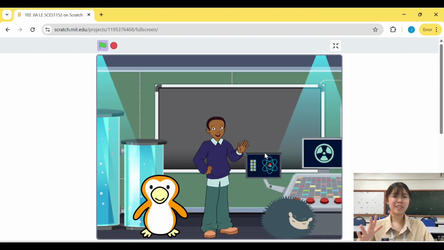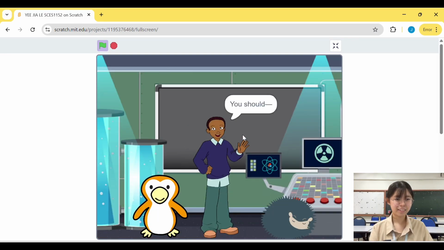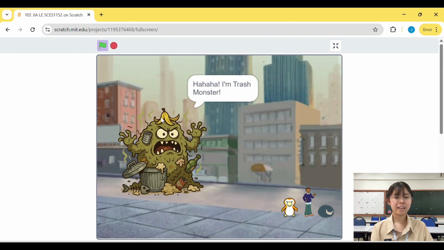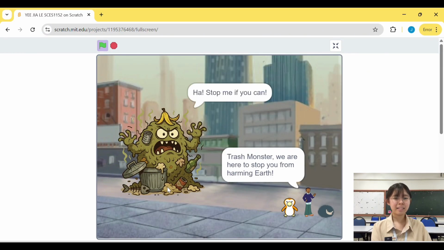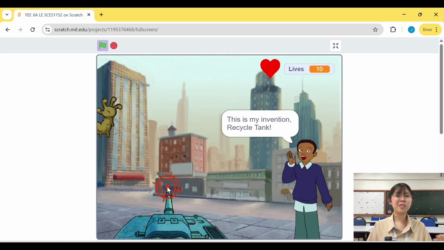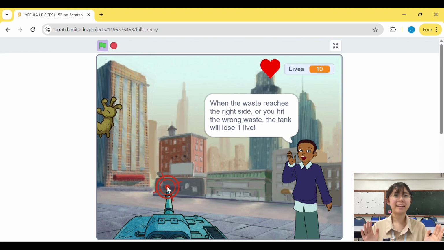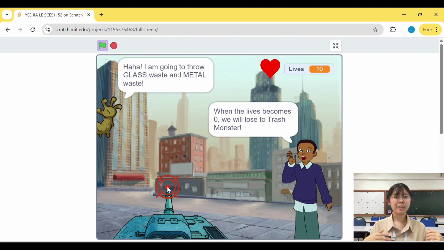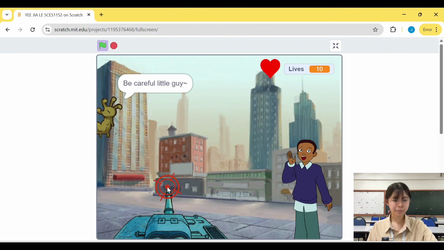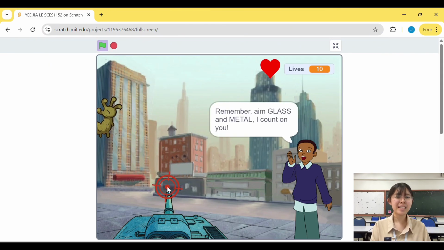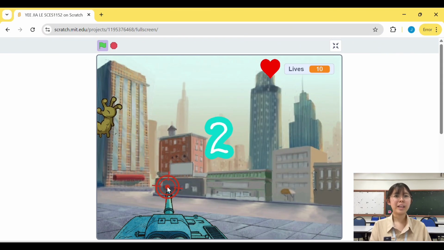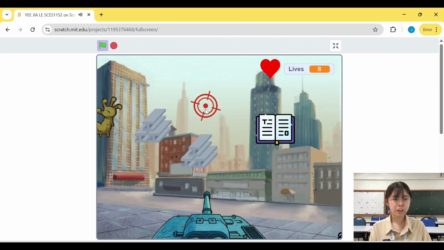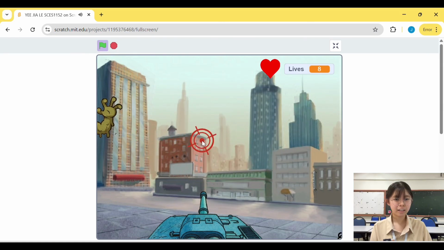Okay, and after the storyline, a game will appear. This is the character named Trash Monster, and its role is to throw rubbish all around the world. The main character, the penguin named Pen Pen, and his friend named Kins will help to solve the problem. And this human is named Professor Greens, and his role is to teach students about the knowledge of waste material. In this game, we need to shoot the correct waste material.